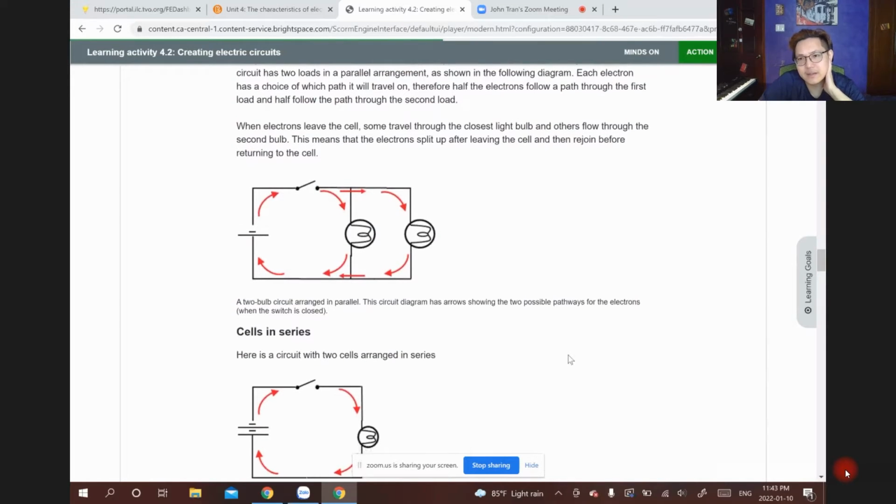It depends on whether it's a parallel circuit or a continuous circuit. You will see the electron flows differently. For parallel circuits, they have to split up because there are two directions, right? They have to split up into two. But for a continuous circuit, it's just one current, just one flow of electrons, so it doesn't split up.